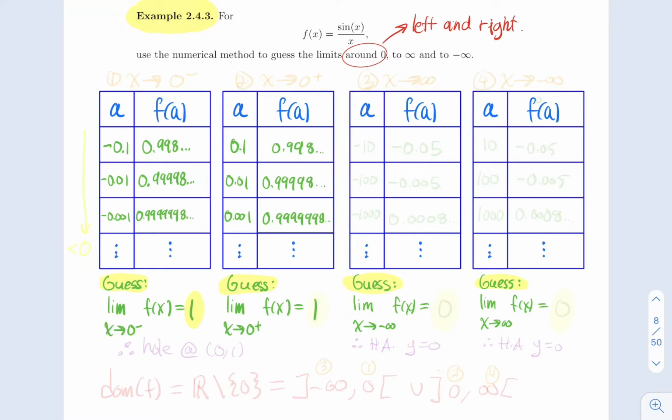We're getting 1 again. Okay, so left and right limit, the guess is 1. And this means, of course, that the two-side limit, I'll write that as a remark in a second, but the two-side limit, because both sides are the same, is equal to 1 also. Now let's go to minus infinity.